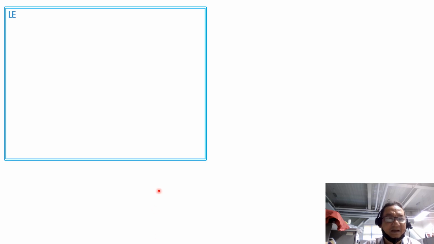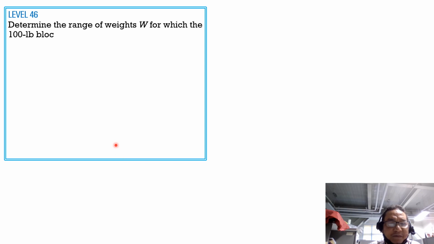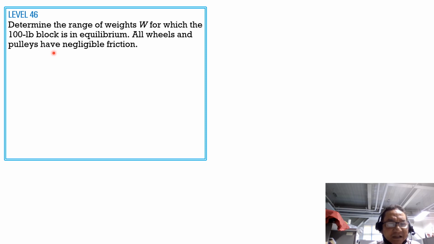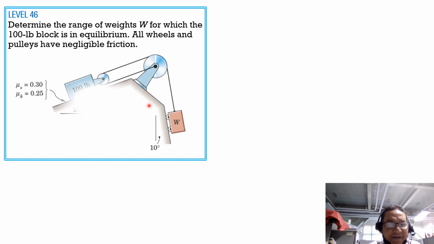So level 46, determine the range of weights W for which the 100-pound block is in equilibrium. All wheels and pulleys have negligible friction. So here is the given figure. So first, let's have the solution, and let's apply the weight W, the tension in this cable, which is equal to the tension on these cables also.